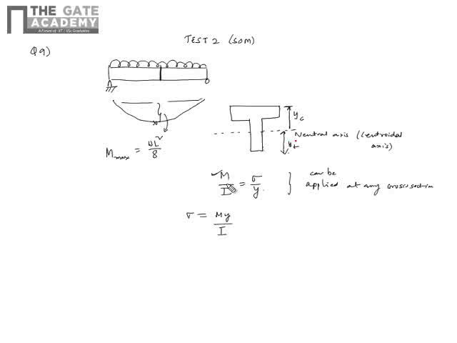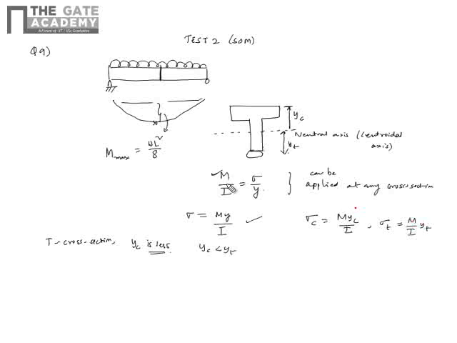Now because it's a T cross section, more area is at the top, so YC is less, YC basically is less compared to YT. So YC is less than YT. Now if I apply the same equation, sigma compressive will be M YC by I, whereas sigma tensile, which I'll get at the bottom fibers, will be M YT by I.